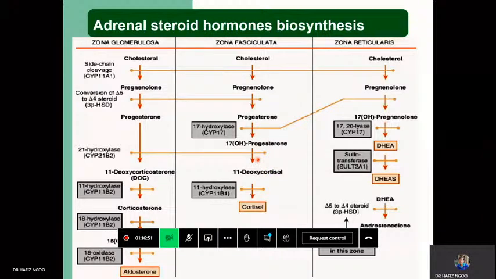Come out again, go to the smooth endoplasmic reticulum to become 17-hydroxyprogesterone, and then convert to become 11-deoxycortisol. Then it moves back again into the mitochondria to finally become cortisol before it diffuses out. So this whole process means transit between the cytoplasm, the smooth endoplasmic reticulum, and then finally going back to the mitochondria again.